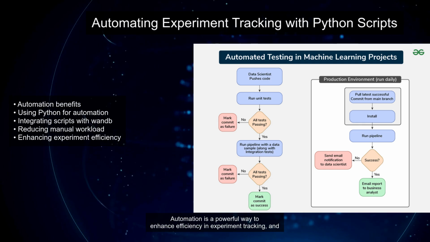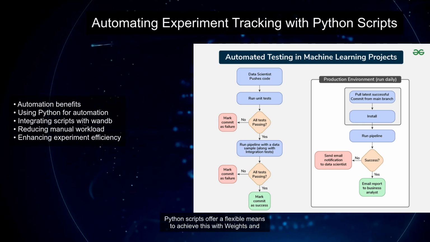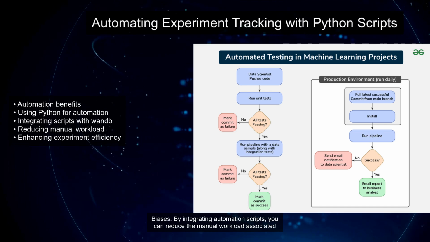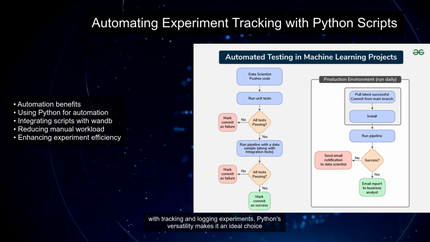Automation is a powerful way to enhance efficiency in experiment tracking, and Python scripts offer a flexible means to achieve this with Weights and Biases. By integrating automation scripts, you can reduce the manual workload associated with tracking and logging experiments.